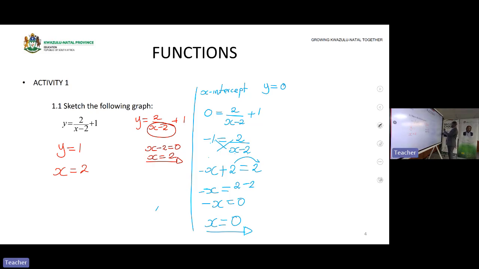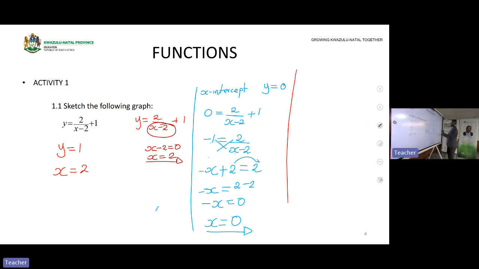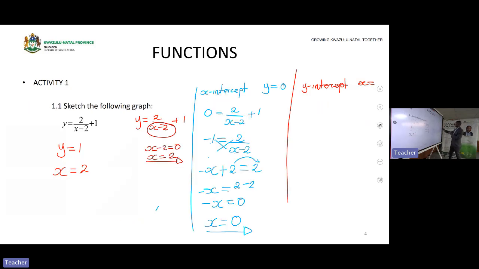We then have to calculate the y-intercept. Let me change colors. For the y-intercept, it's going to be the same thing. The y-intercept is found along the y-axis. So if it is found on the y-axis, x is always equal to 0. So we are going to say x is equal to 0.